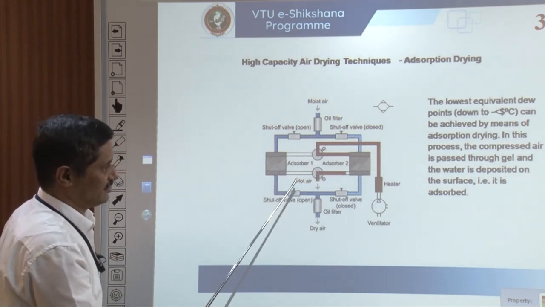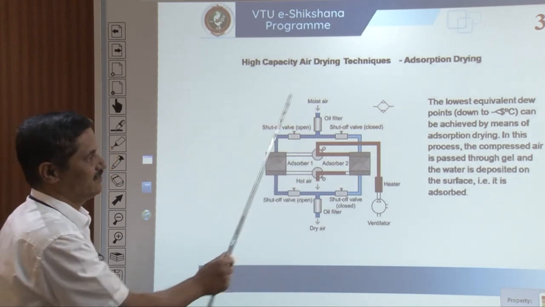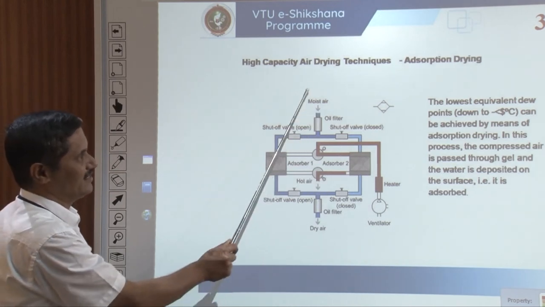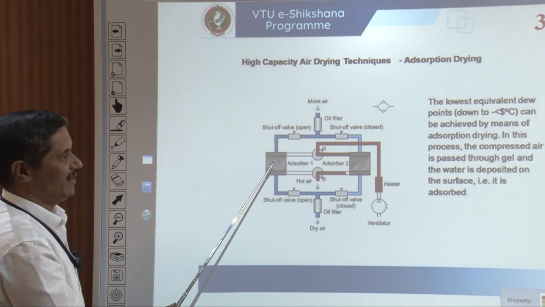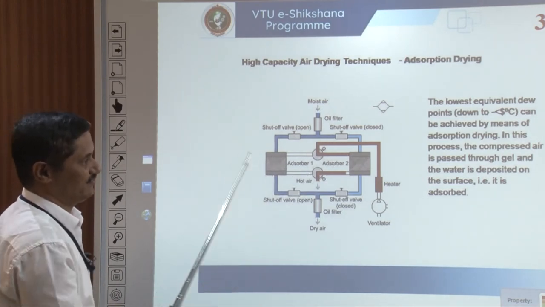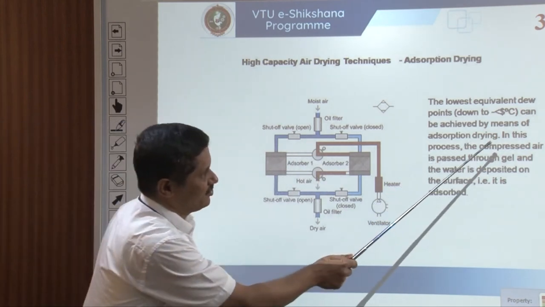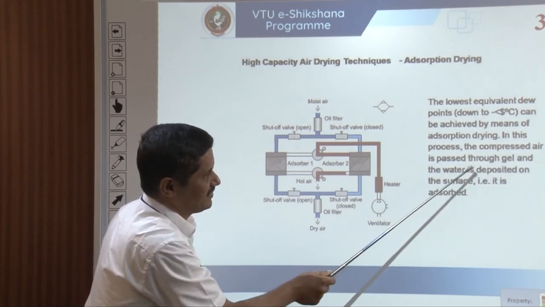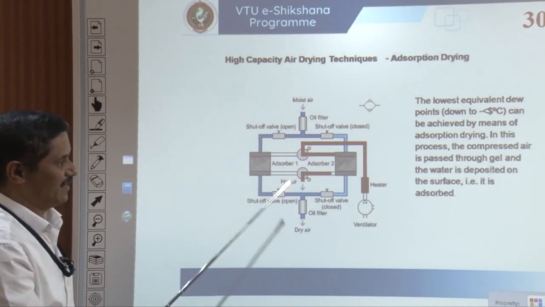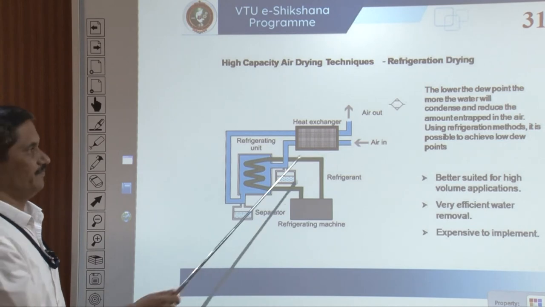For switching, an auto switching valve will normally be provided. These kinds of systems enable you to supply continuous quality air. But normally it is a switching type with two vessels, not a single one. So this is the type. Here, as you see, compressed air is passed through a gel kind of material, and as it passes, moisture sticks to the gels and separates out.